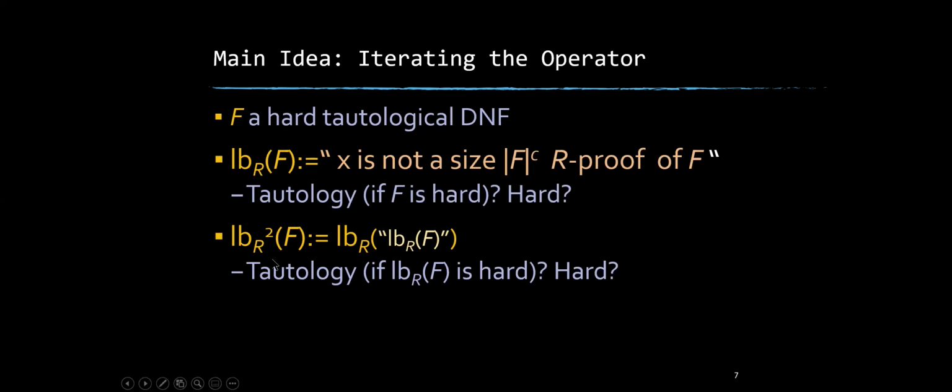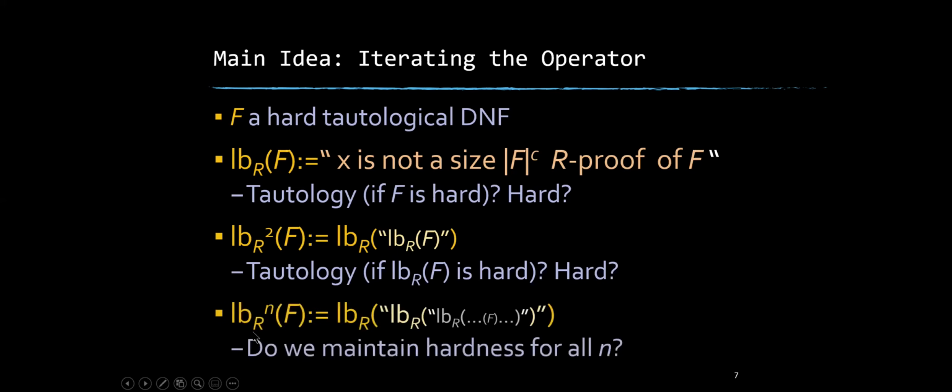So what happens here is that if indeed this is hard, similarly to the previous case, if this is hard, then this is a tautology. But we don't know if it is hard by itself. We know it is just a tautology. And now, of course, we can continue this iteration n times, and n here is a parameter.